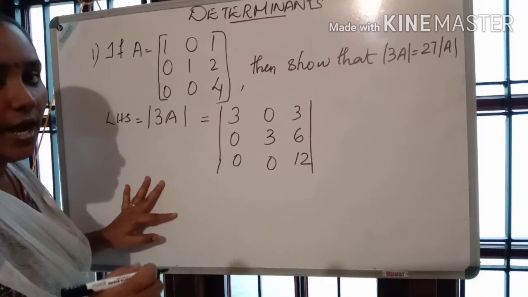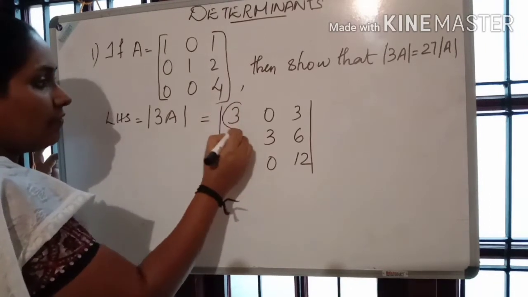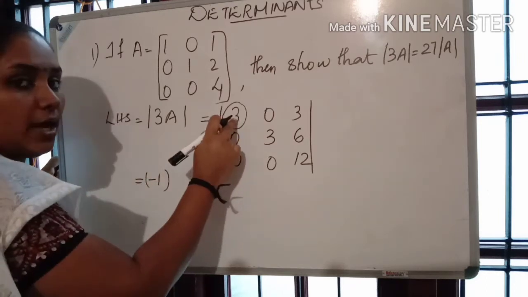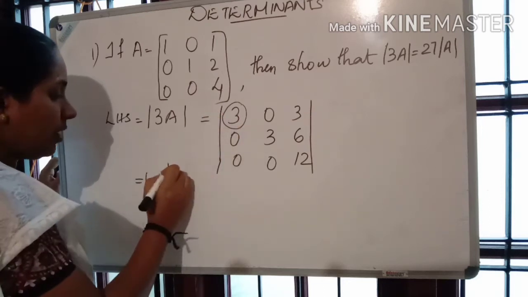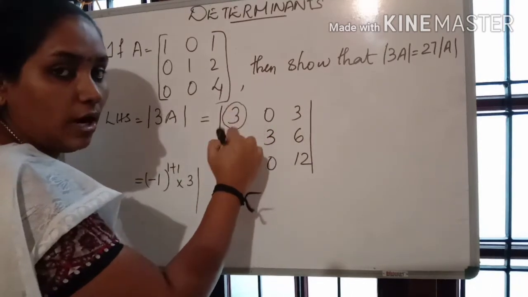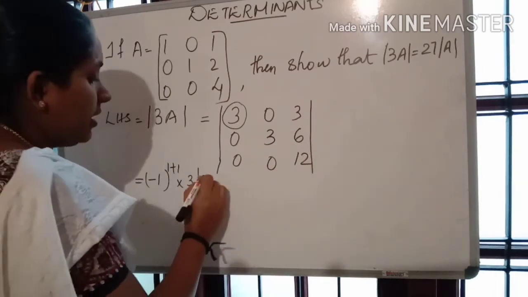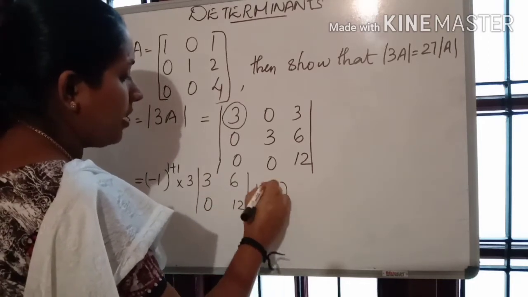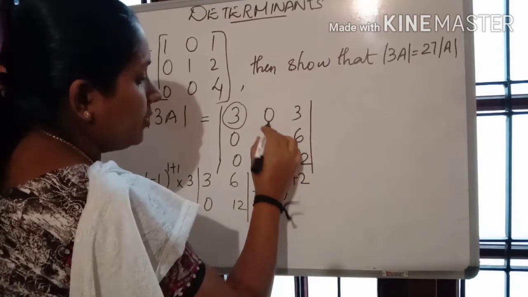Let us start to find the determinant of 3A. Here, first of all, we have to consider 3. We get minus 1 power 1 plus 1, since this is the first row and first column element, into 3 times the determinant obtained by eliminating the first row and first column. Next we have to find the determinant of this one, that is 3, 6, 0, 12, and next plus minus 1 power 1 plus 2 into 0.